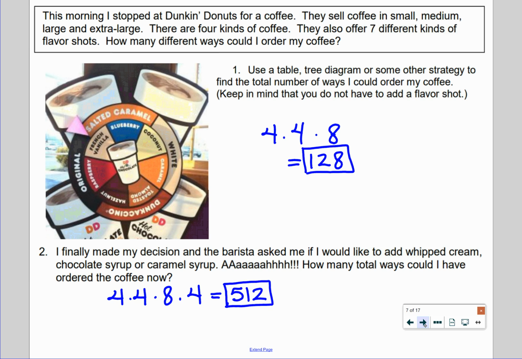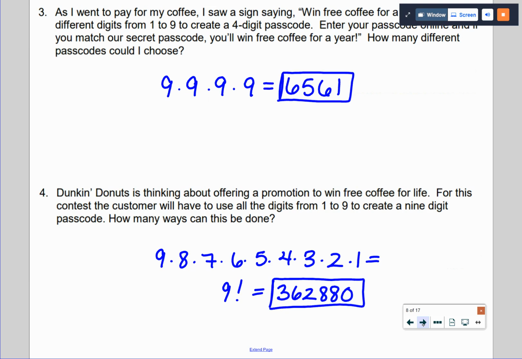Okay. All right, number 3. It's a 4-digit passcode. Think about for each digit, how many choices you have. There are 9 choices for each of the 4 digits. So 9 times 9 times 9 times 9 because they can repeat. Yes? It says 4 different digits. Does it say 4 different digits? Oh, shoot. I didn't read it right. That would change my answer.